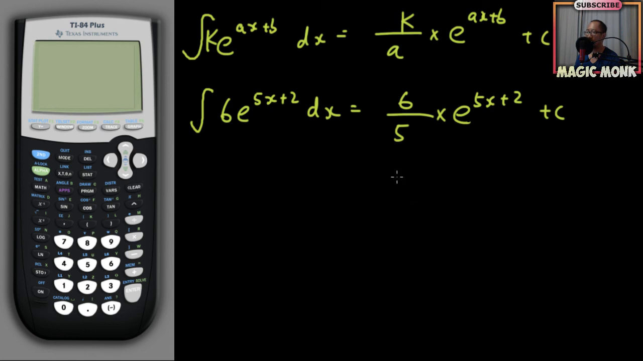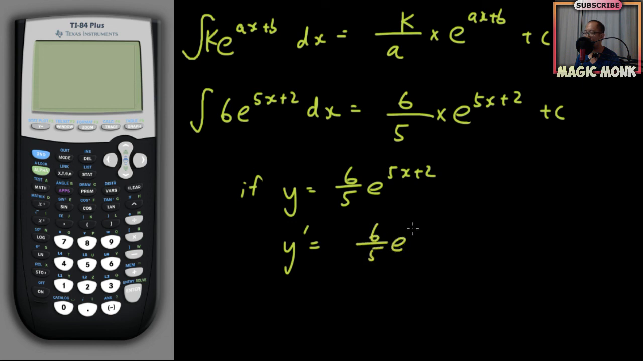So there's your answer. Okay, now you can try differentiating it. If y equals 6 over 5 e to the power of 5x plus 2, when you differentiate, you copy the whole thing down, and then you multiply by the derivative of the inside, which is 5. So divided by 5 times by 5 cancel out, you get 6e 5x plus 2, which is what we wanted in the question. So this is correct.